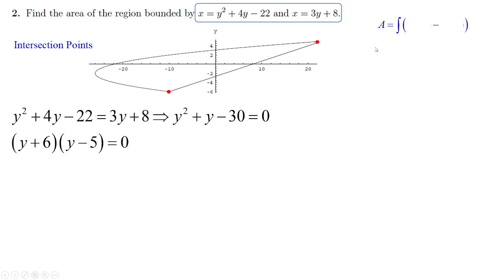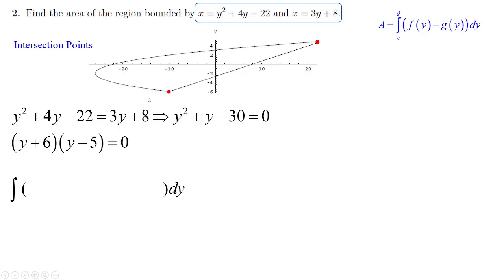Okay, cool. And I'm going to go from C to D here. And now I'm going to go what? f of D, the upper function. I should say f of y minus g of y dy. Okay. Uh-oh. Didn't mean to push that. So did we decide that our lower bound would be a negative 6? And the upper bound was a 5.